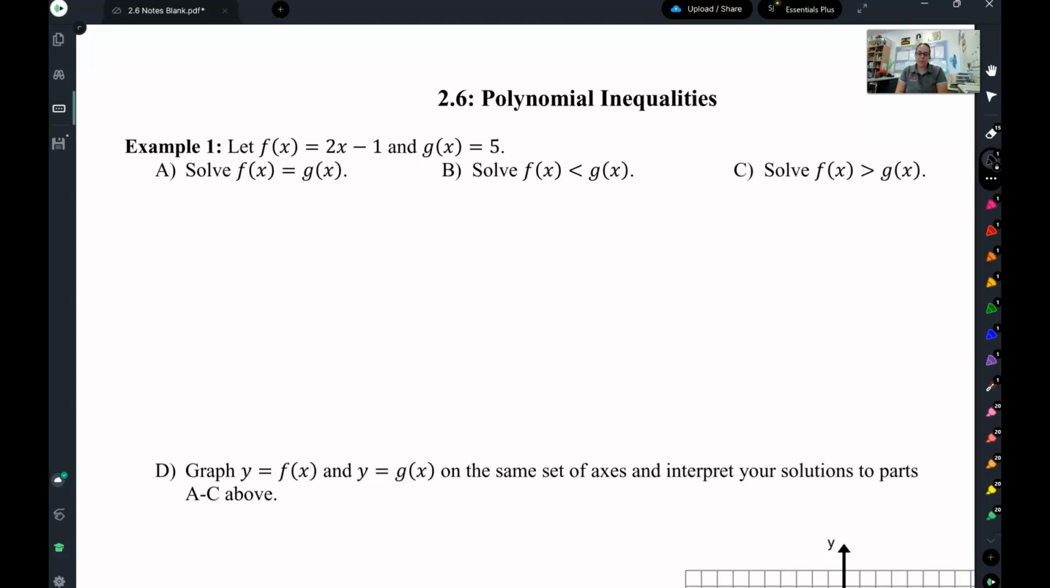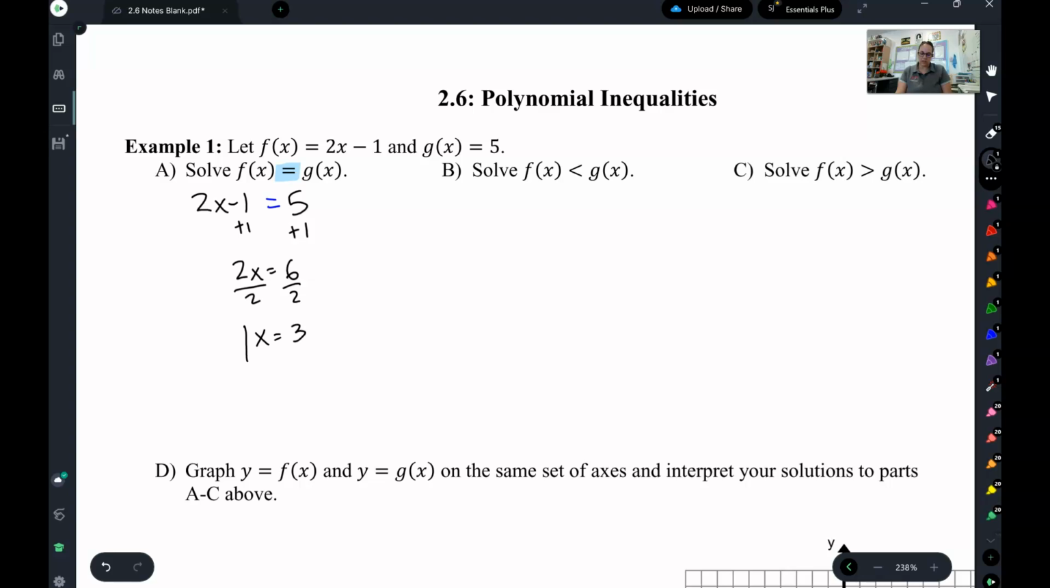So I'm going to start here with A, where I have f of x equals g of x. So I'm going to take my f of x equation, 2x minus 1, and set it equal to my g of x equation, 5, and solve. You guys are really good at these ones, setting things equal to each other and solving. Beautiful.